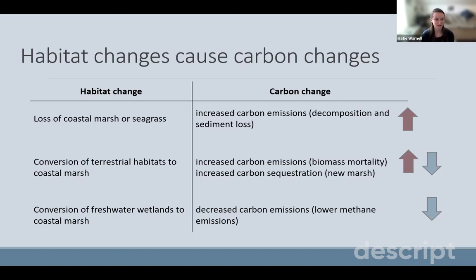And then finally, as we have conversion of freshwater wetlands to coastal marsh, which is basically increased salinity coming in, that is associated with lower methane emissions. Having more saline water inhibits methane emissions, and so you get decreased carbon emissions. So we've basically done this accounting where we've tallied up all of these carbon changes that are associated with the projected habitat changes to see what sea level rise actually does to the overall coastal zone and its carbon balance. And of course, there are a lot of uncertainties here, which I'll get into in just a minute. So keep that in mind while we look at the results.